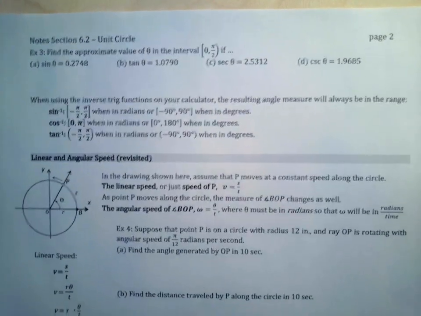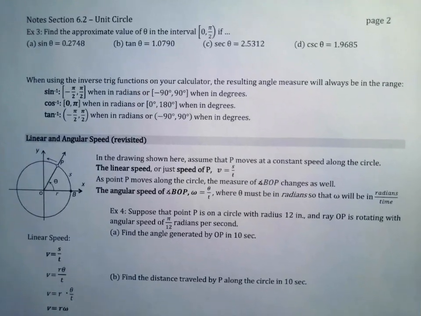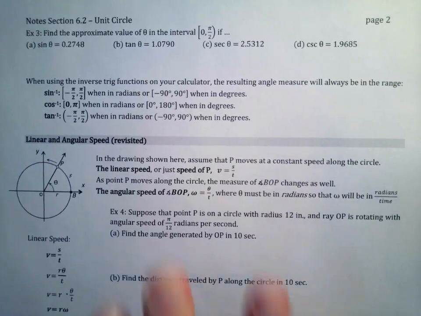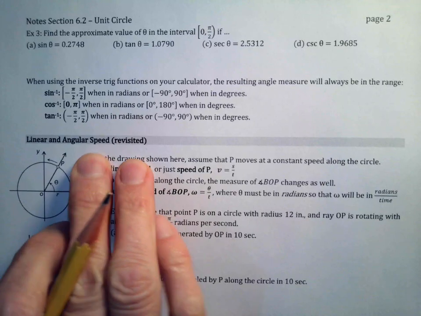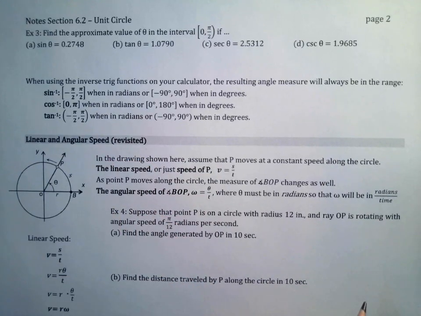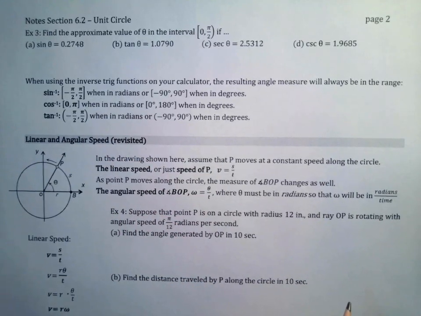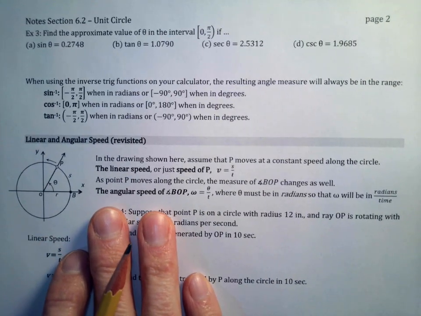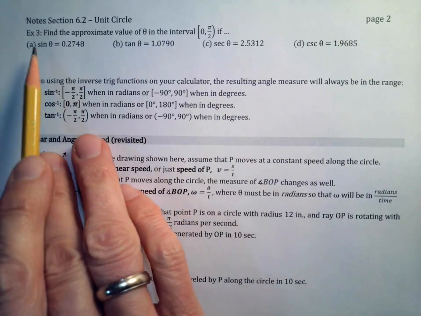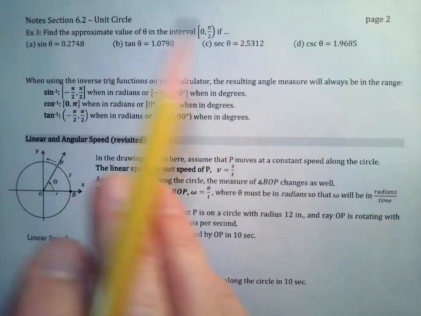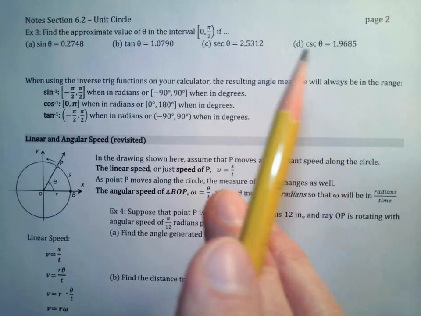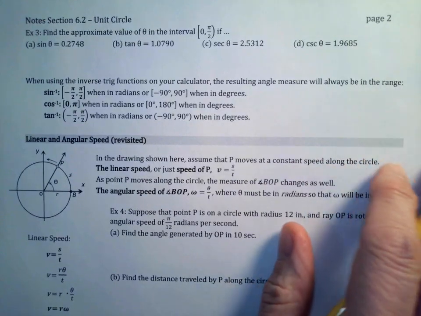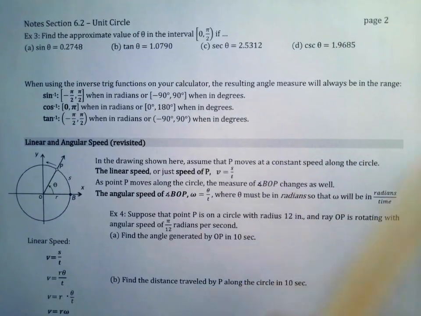All right, let's go on to page 2 now. So we're continuing our discussion on the back. We're going to talk about some more linear, or like rotation, kind of building on our ideas that we learned in the last section with arc length. But before we do that, let's approximate some values here. And I think we're asked to use our calculators for this.